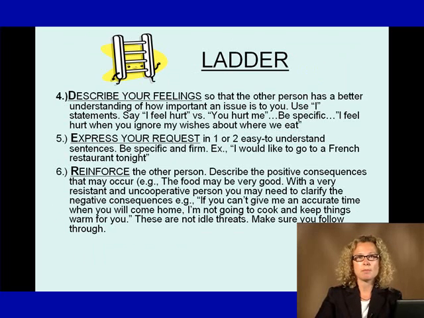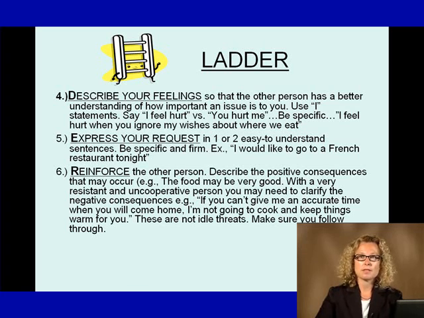Next, we work on describing feelings so that the other person can understand your position. We use "I feel" statements instead of "you" statements. Using "I feel" statements minimizes the possibility that the other person will become defensive. For example, saying "I feel hurt" versus "you hurt me." It is very helpful to be specific. For example, by saying, "I feel hurt when you ignore my wishes about where I would like to eat tonight."